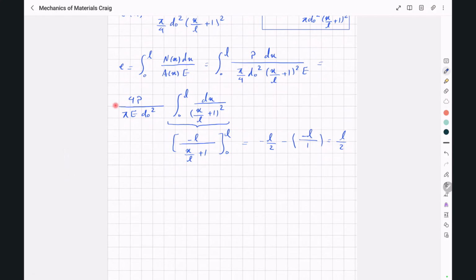So this whole equation will be equal to 4P divided by pi E d0 to the power of 2 multiplied by L divided by 2, and delta will be equal to 2PL divided by pi E d0 to the power of 2.